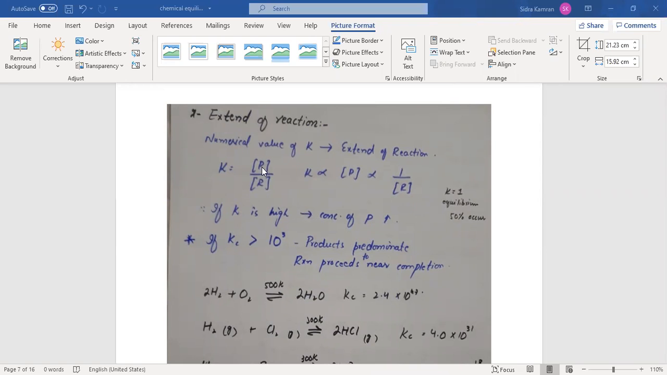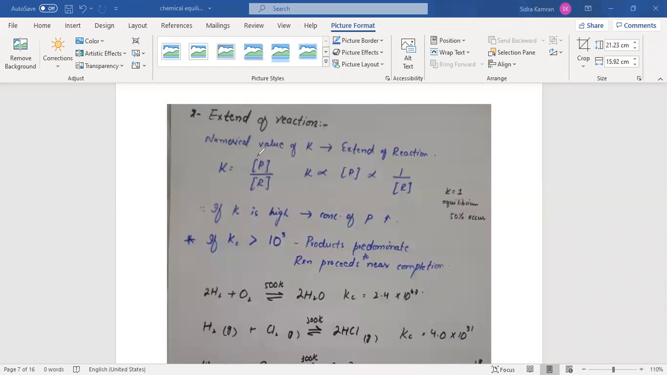By the value of the equilibrium constant, we can get an idea about the extent of the reaction, that is, how much reaction has proceeded and how much is left, and in which direction the reaction is dominant: are the reactants dominant or are the products dominant, what is the extent of the reaction.